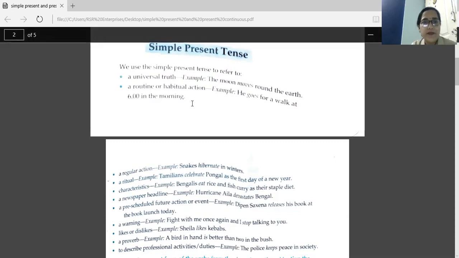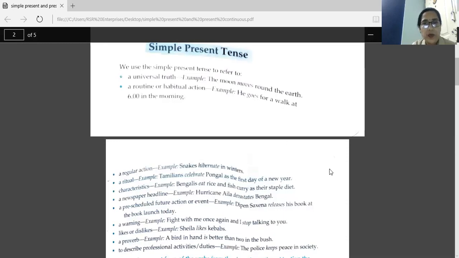Now, second one, a routine or habitual action, the work which you do every day the same way or at the same time. See this example, which is your habit. He goes for a walk at 6 in the morning. So it's his habit. Every day he does this work at the same time. So in this condition, you have to use simple present tense. So here we have goes. He is singular, so we have es with go. So he goes for a walk at 6 in the morning.